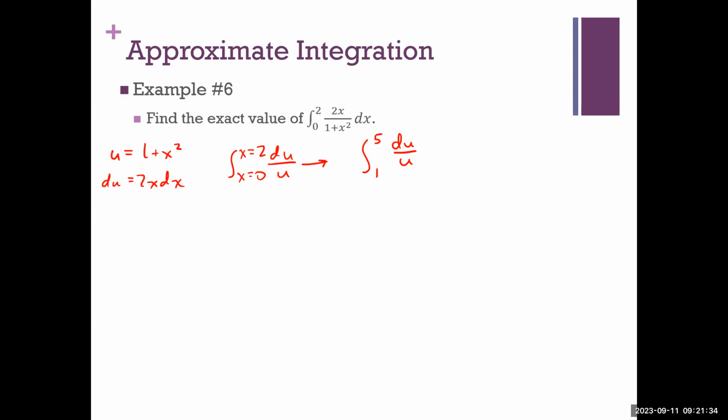What is the integral of du over u? What's that? Very close. Absolute value. It's not going to matter here because I'm not taking any negative values for u, but still. So this comes out to be the natural log of 5 minus the natural log of 1, right?